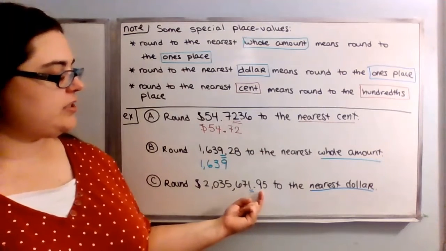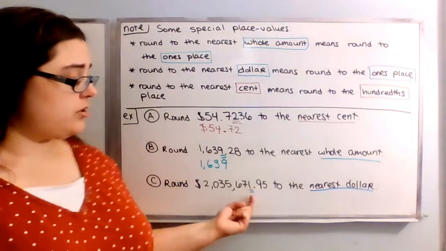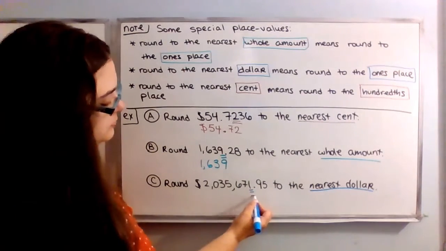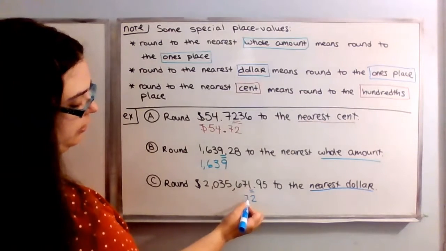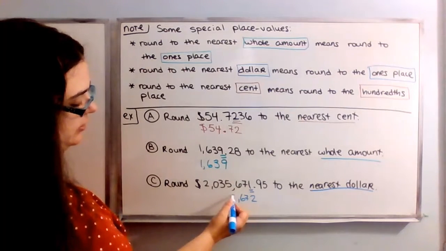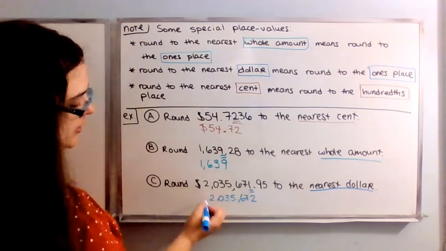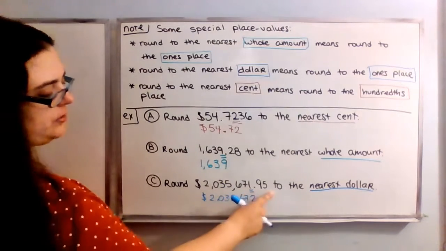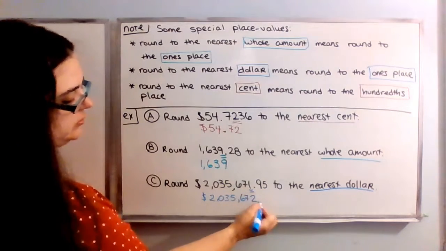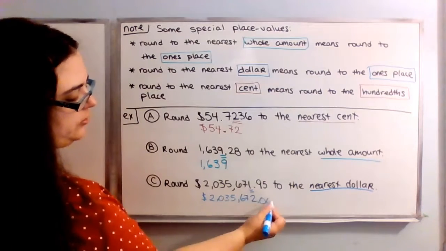I look immediately to the right. It's 5 or bigger, which means we have to round up. So this 1 is going to turn into a 2. I keep everything to the left. So all of these digits are going to stay, as well as the dollar sign. And then everything to the right, including the decimal point, well, I'm going to write down the decimal point, and then everything to the right turns into a 0.